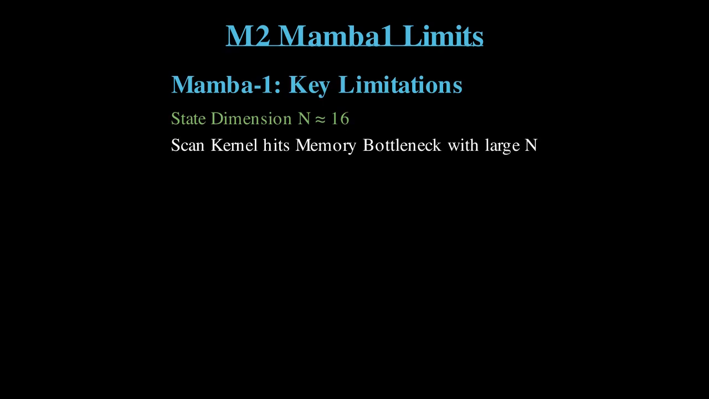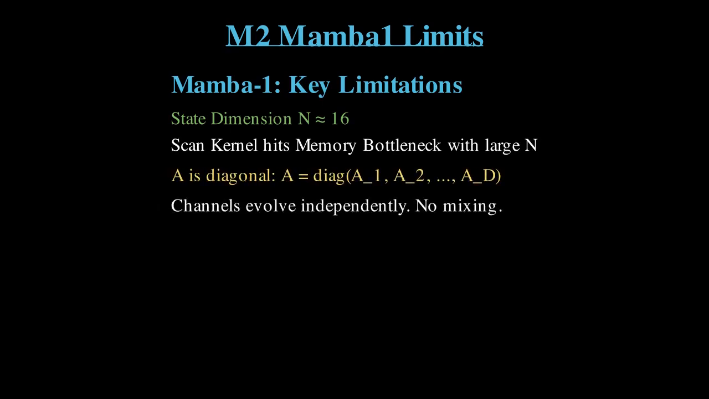Second, the A matrix was structured as a per-channel scalar. This meant each of the D channels evolved independently, which limits the model's expressive power. There was no mixing of information across channels within the SSM recurrence itself.